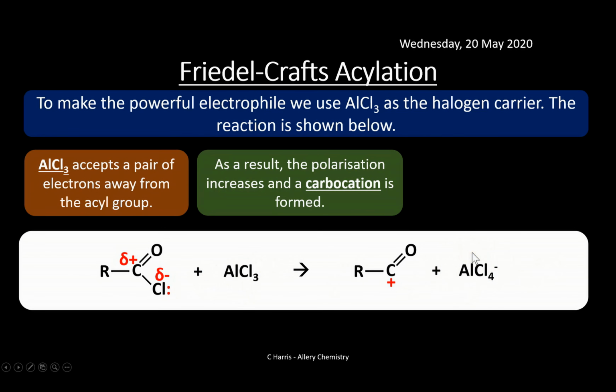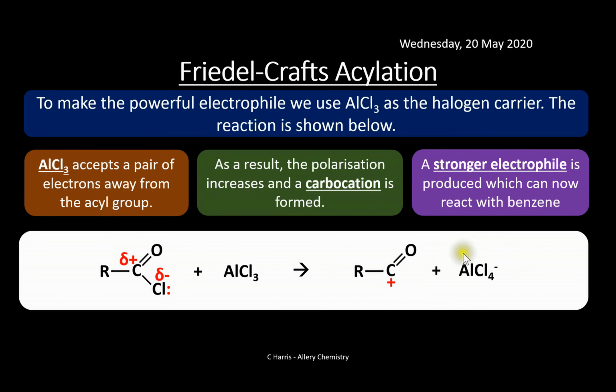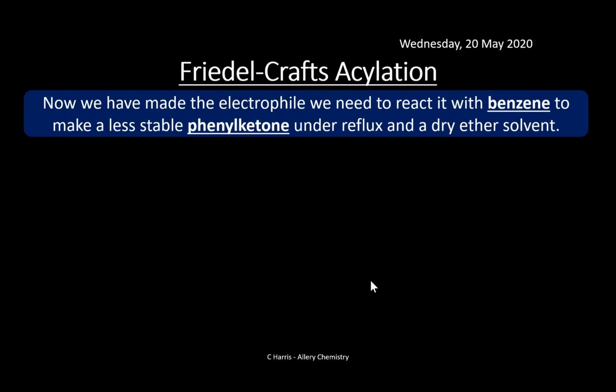Okay, so this stronger electrophile, this positive charge, is now primed and ready to be introduced to benzene, where it can attack it and add on to the benzene ring. So you can see we've got this preparatory step first to make the very strong electrophile, and then we introduce it to benzene. So let's have a look. Now we've got our electrophile. We need to react it with benzene, like I say, and we're going to make something called a phenyl ketone.